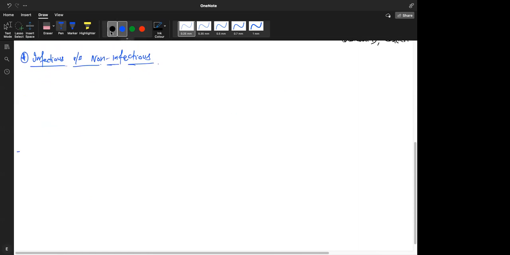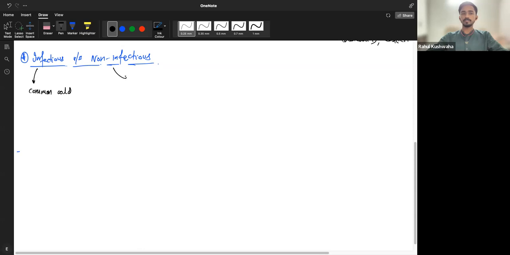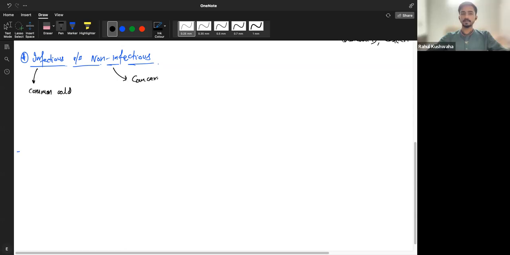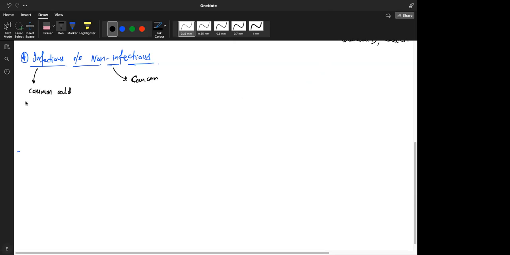Non-infectious disease is, so cancer. Yes, you said common cold for infectious and cancer for non-infectious, right? Yes. So this is a very fatal disease. So give me some infectious disease which is of the level of cancer, because comparing the common cold and cancer is not fair, right?